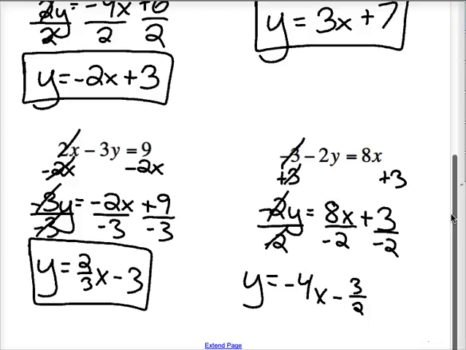And that is going to be it for our examples. So again, the goal, just add and subtract anything away from the y, and then divide by whatever number is with the y.